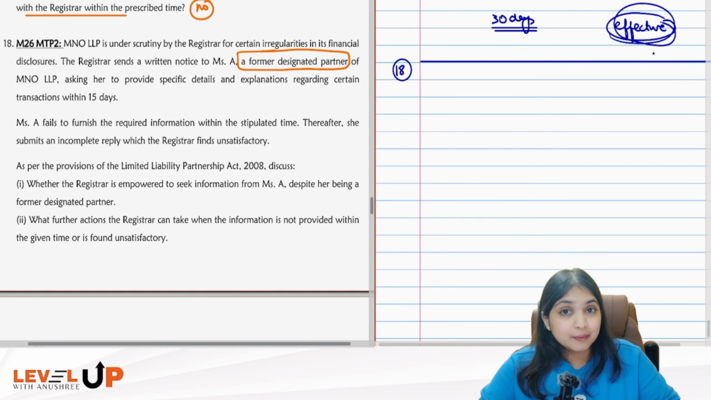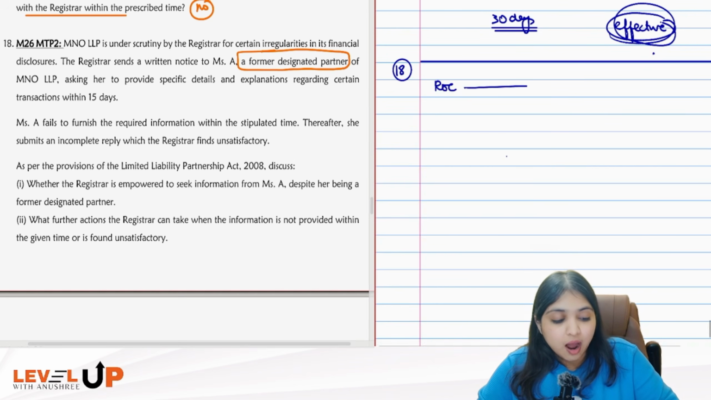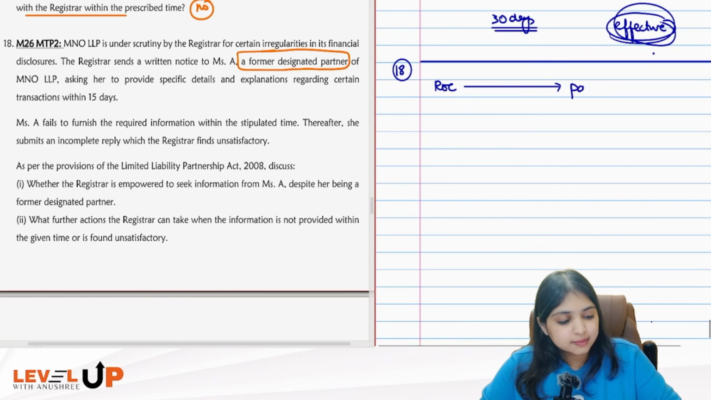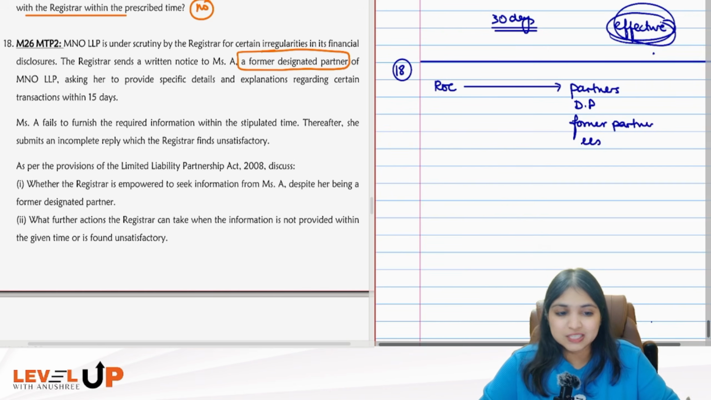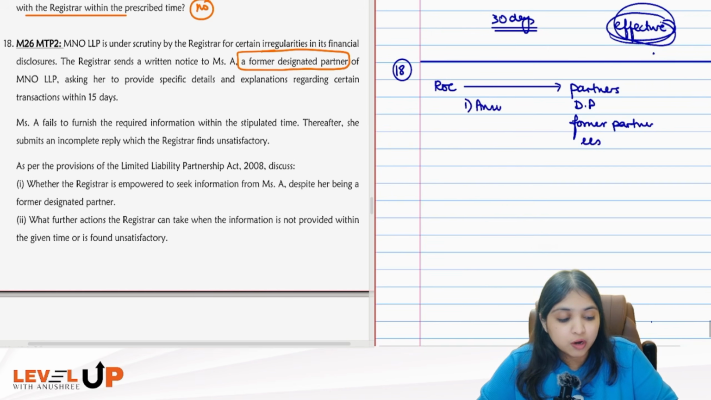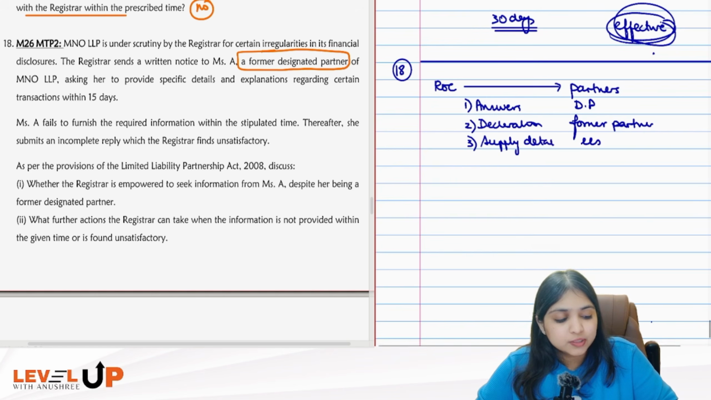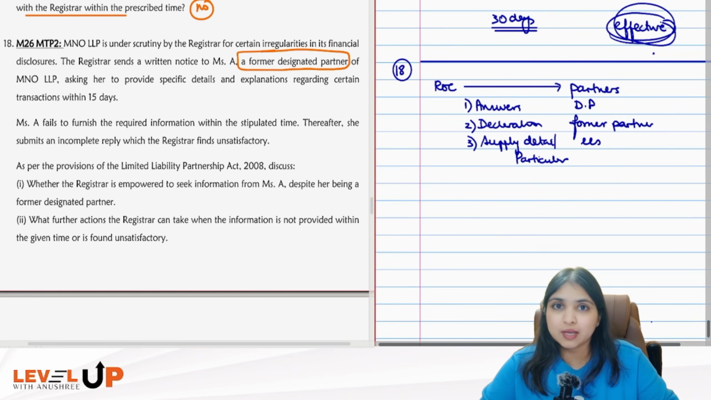So we have a provision in the LLP Act which says that ROC can ask for information from the partners of the LLP, from the designated partners of the LLP, from the former partners of the LLP, or from the employees of the LLP. From any of them, ROC can ask for information. ROC can ask for answers to ROC's questions. Then ROC can ask for a declaration from these people. ROC can also ask them to supply details or to supply particulars, whatever ROC requires. So if ROC asks this information from these people, they have to provide the information to the ROC within the prescribed time.